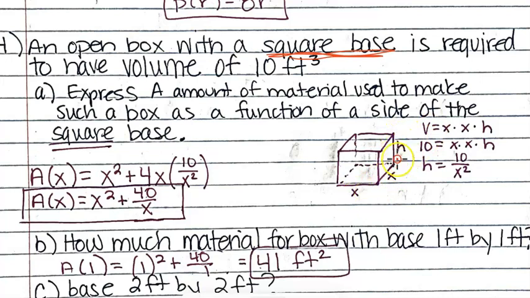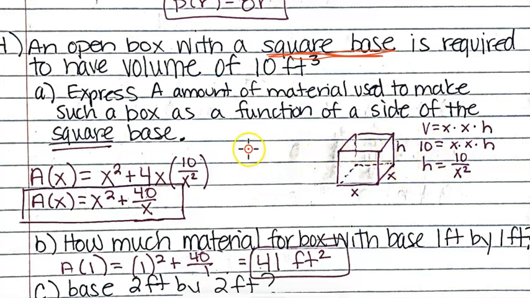And the height is what we need to be able to write in terms of x because I can't use a third variable h. So I wrote out volume equals x squared times h. And then because I know the volume is 10, I can solve this for h by dividing by x squared. So 10 over x squared would be the height of this box.